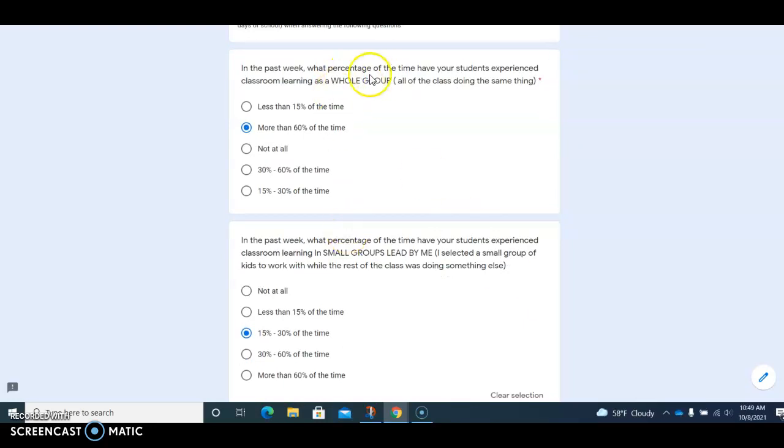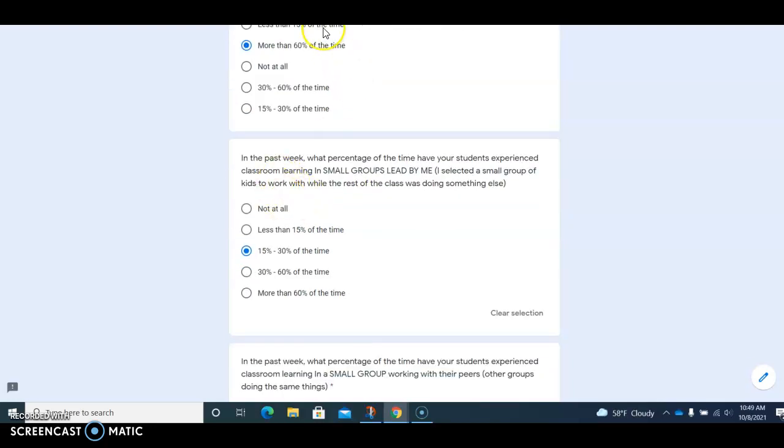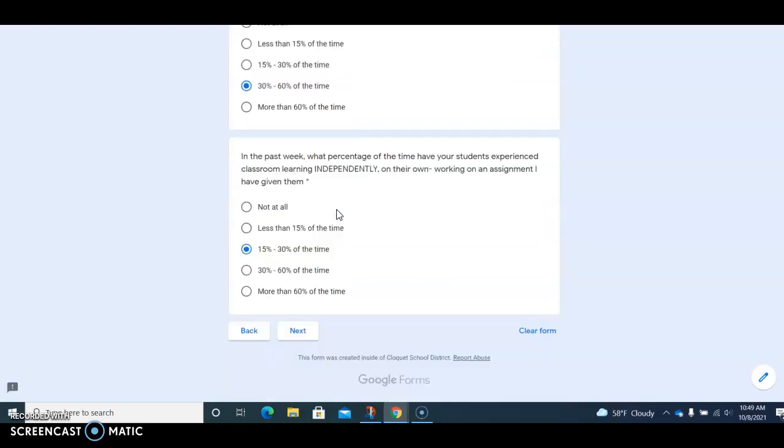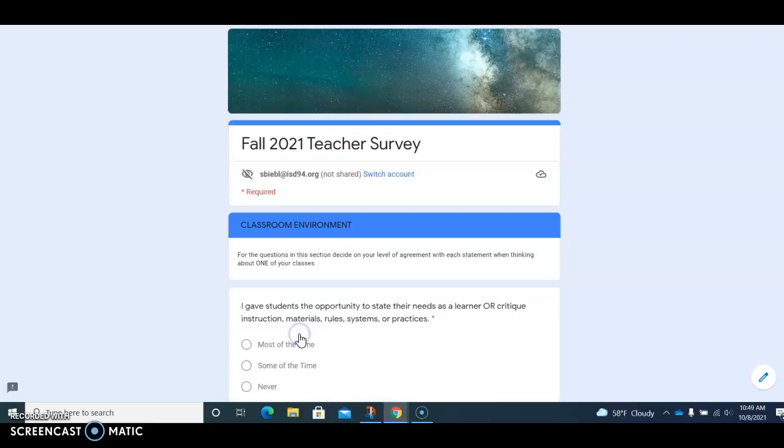For some reason, no matter what I do, I cannot get this first question to match up. So it starts with not at all and then goes up from there. Sorry about that. But again, just approximately what percentage. Click through those.